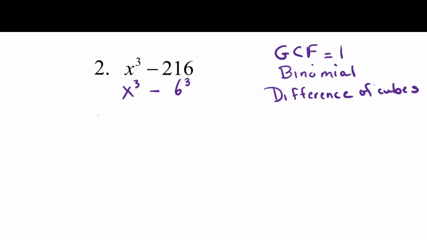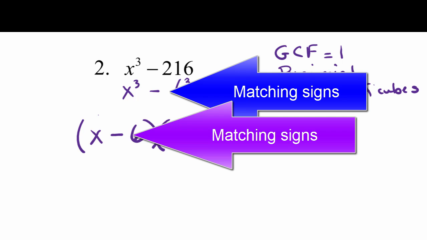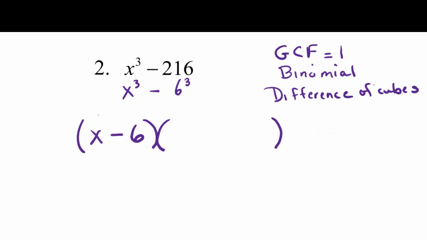So the difference of cubes has the same pattern as the sum of cubes, in that you're going to start with parentheses for a binomial, followed by parentheses for a trinomial. And in the binomial, you're going to use the cube roots of your two original terms, so x, and you're going to keep the sign in the original problem, so x minus 6. Now, the pattern to build the trinomial is the same pattern that you learned with the sum of cubes, which is why I taught it to you as a pattern.